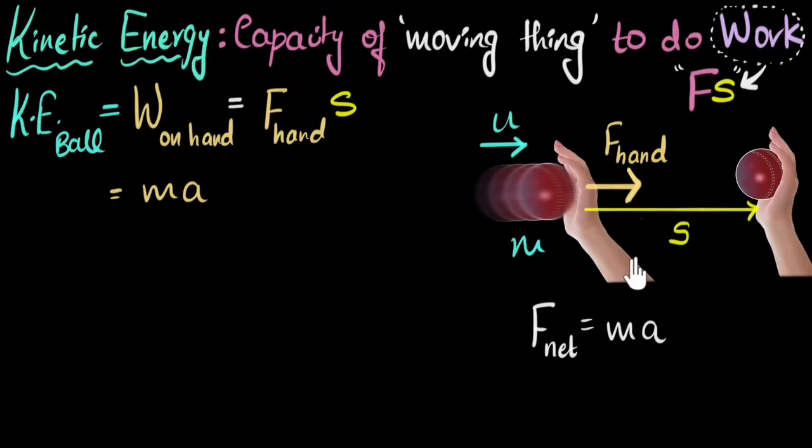I don't know the mass of the hand. I don't know the acceleration. I'm not interested in it. I don't want that. That's not what I want. So what do I do?